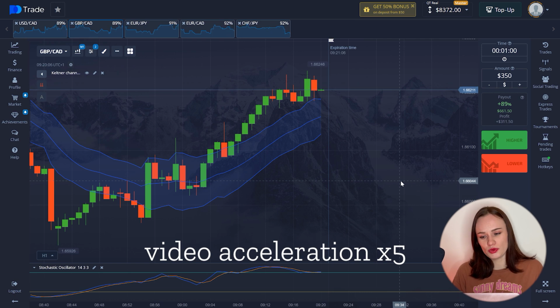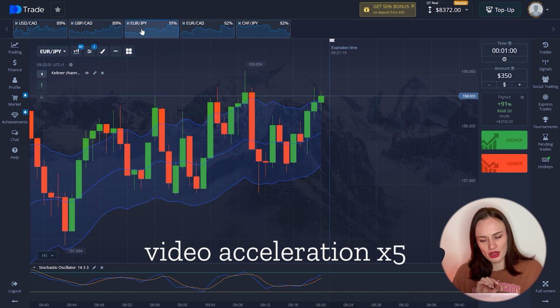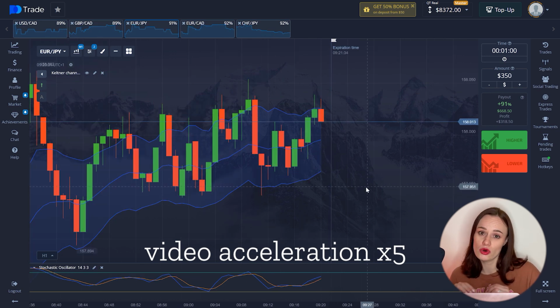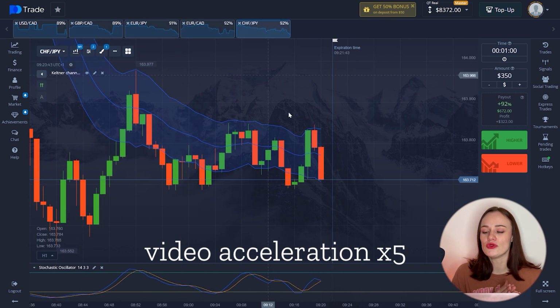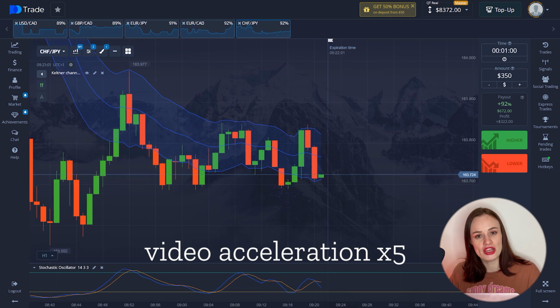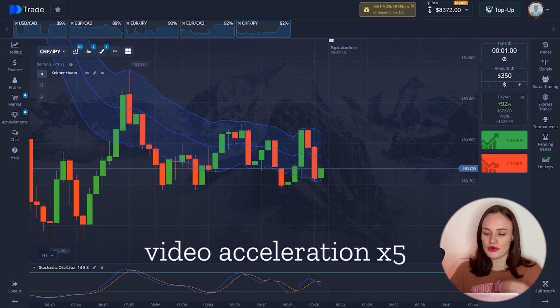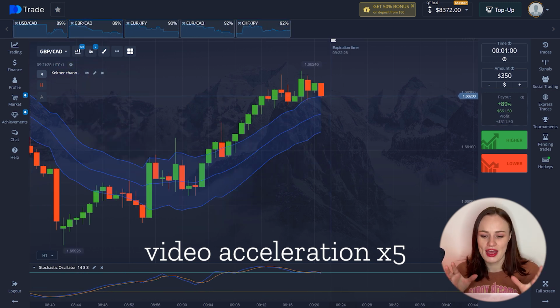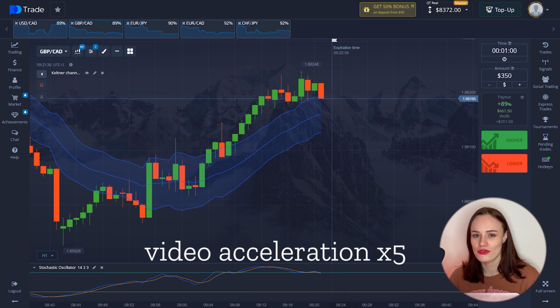We'll not rush, we will need to find a reliable entry. By the way, the standard parameters of the Keltner channel work well, and they can be used on any time frame. At the same time, the parameters can be changed, but if you make the period less than 20, the indicator will become too sensitive and it will give too many false signals.